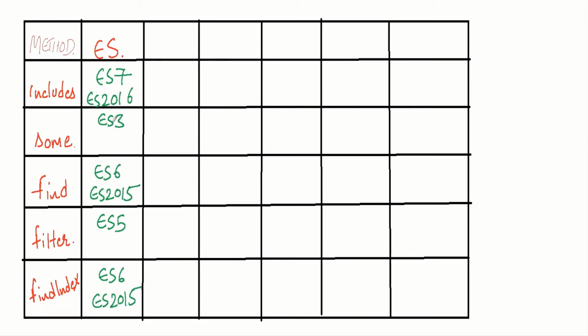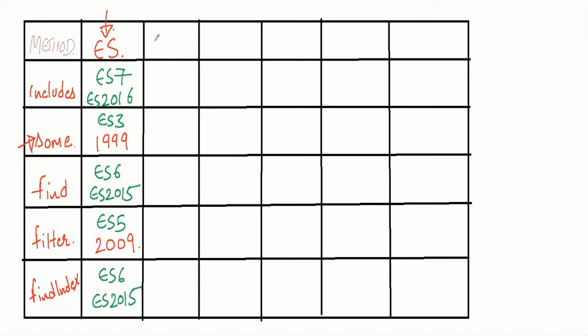Now, ECMAScript 3 was released in 1999, so I will write down the year here, 1999, and ECMAScript 5 was released in 2009. So if we just look at this column, some is the oldest method that we have been using with JavaScript. So now we know the ECMAScript versions here.